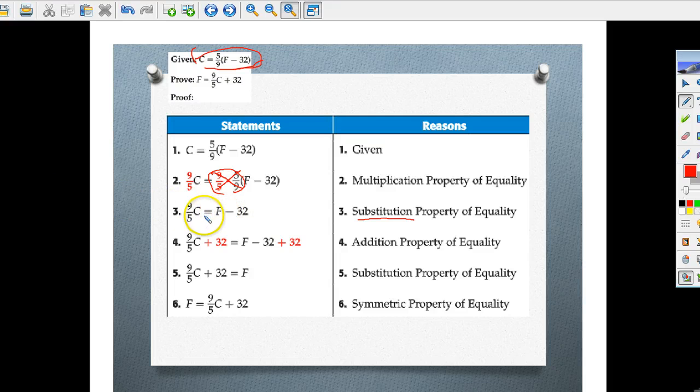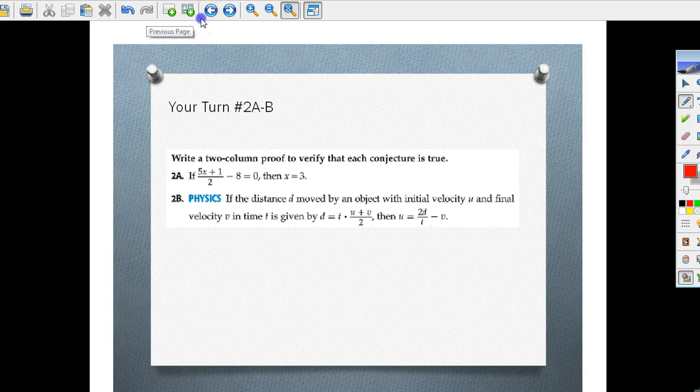Now I'm going to add 32 to each side to get rid of this, okay? So I said add 32 to each side. That's called the addition property of equality. And now you have F, and you have all this on the left. So instead, after we had substitution, I'm going to flip it over, and that's the symmetric property. So if this is F, then F is that, okay? So we just rewrote it, okay? So that's how we prove it, okay, so let me go back.